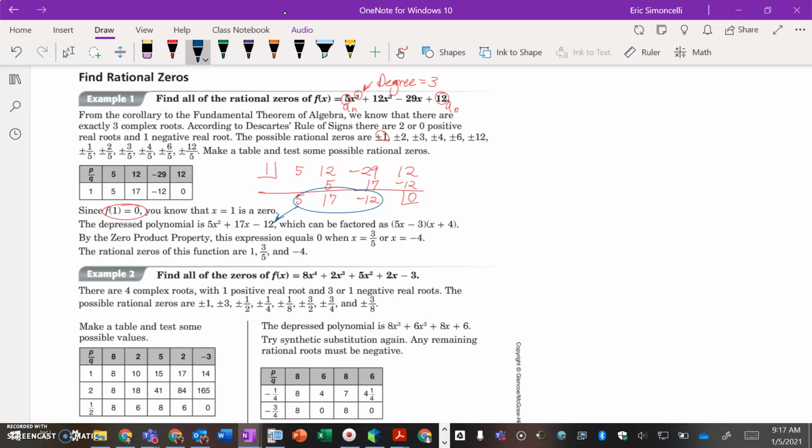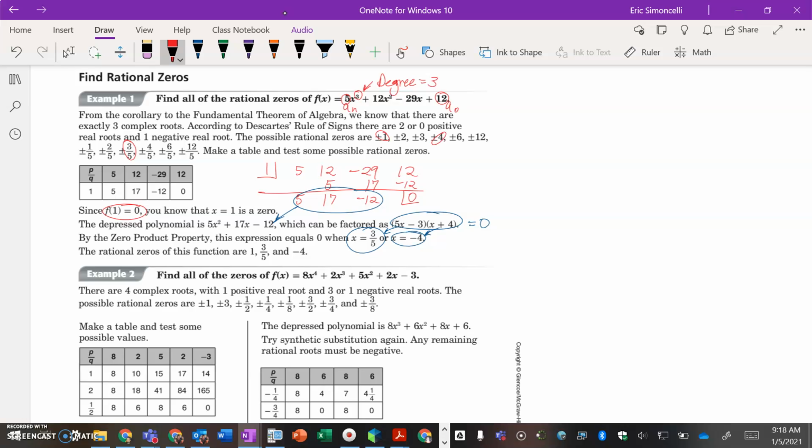And yes, that depressed polynomial may or may not be factorable. In this case it is factorable, as you see, which suggests that you have 2 more zeros. If you set this equal to 0, you'll end up with x equals 3/5, but also x equals negative 4. That is also indicative back to the list, such that 3/5 is an answer. Here's 3/5, and so is negative 4.